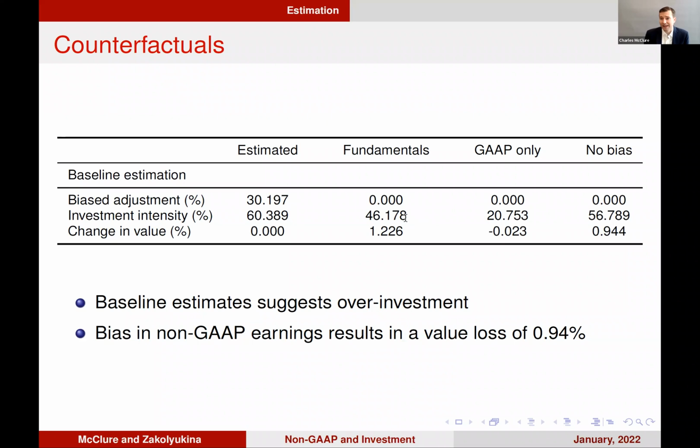What we find is that when we have fundamental shocks, or when the manager is just trying to maximize fundamentals, investment goes down and the value increases. When we eliminate non-GAAP reporting, we see a significant decline in investment, but not much of a change in value. And when we eliminate bias, there's not much of a change in investment, but we estimate that the change in value is about 94 basis points, which means the manager is being more efficient in his investment of when to invest. And so we estimate the cost of non-GAAP biasing is about 94 basis points.